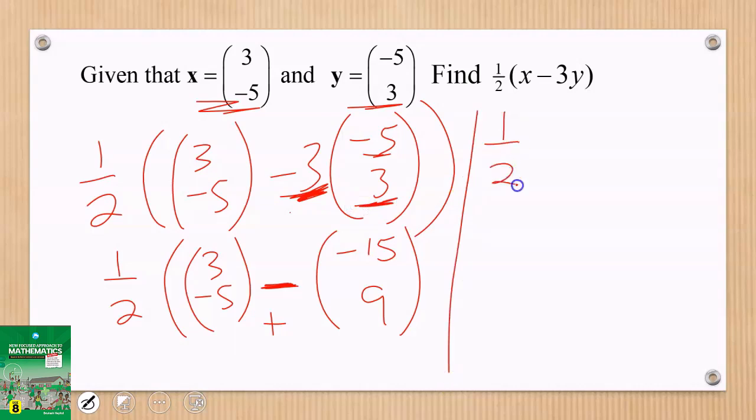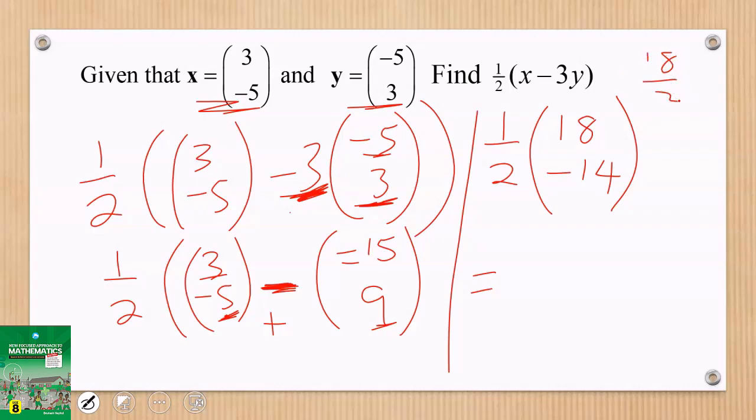So I have my half outside the bracket. Now I'm going to say 3 minus negative 15 will be 18, positive 18. Then negative 5 minus 9 will give us negative 14. So now we are going to multiply by the half. Half times 18 means I'm doing 18 divided by 2. That's what it means. And so that will give me 9. Then half times negative 14 also means I'm doing negative 14 divided by 2. And that will give me negative 7. And so that becomes the result to this question.